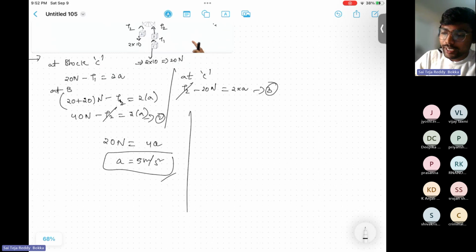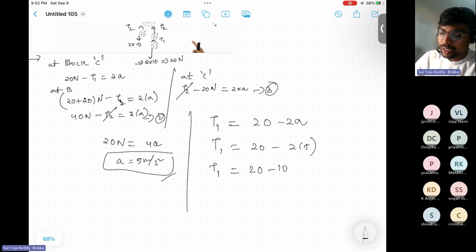When it comes to tension now, you have to calculate T1. So T1 is equal to 20 minus 2 times A. So T1 is equal to 20 minus 2 into 5. So T1 is equal to 20 minus 10. So T1 is equal to 10 newtons.